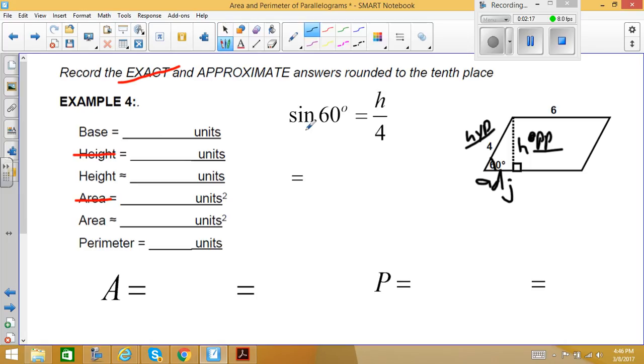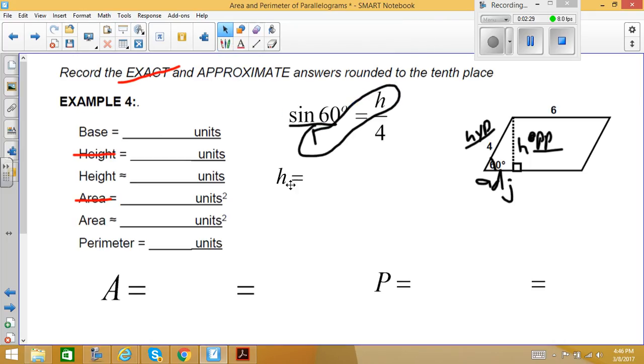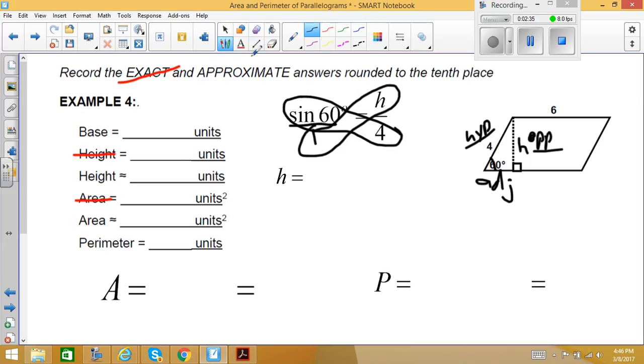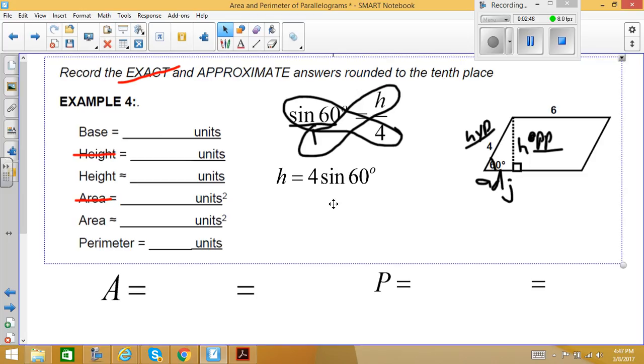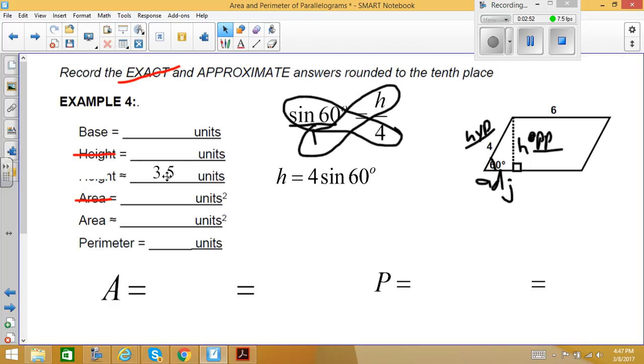Then the next step, if you remember, is to put this over 1 and cross multiply. So one of the cross products is 1 times h, which is h, and the other cross product is 4 times the sine of 60 degrees, which, remember, we put 4 first and then the sine of 60. So it's already solved for h. You're just going to put this in your calculator. Remember to have your calculator on degrees, and when you put that in, I didn't put the answer down here, so we'll look and see what it came out over here. It should come out to 3.5 for that height, approximately, rounded to the nearest tenth.